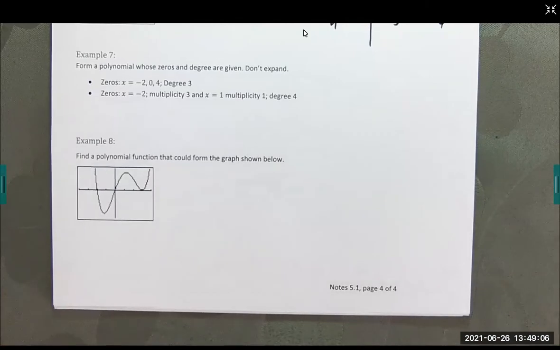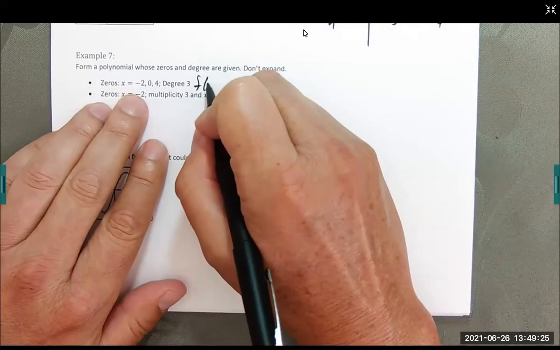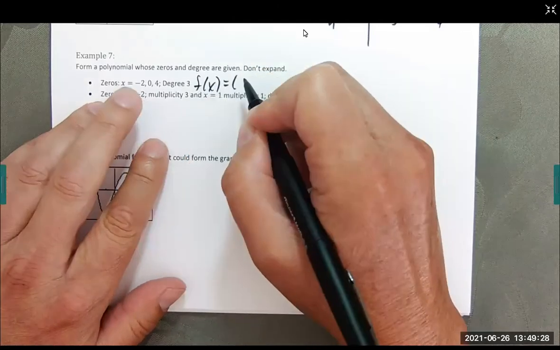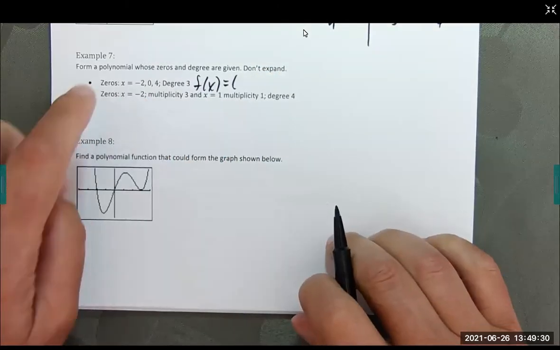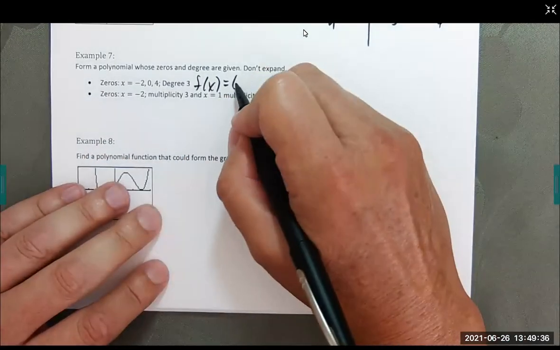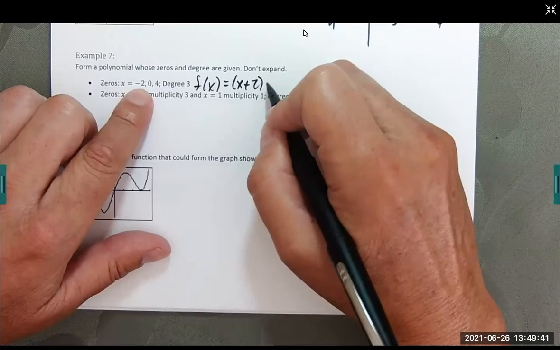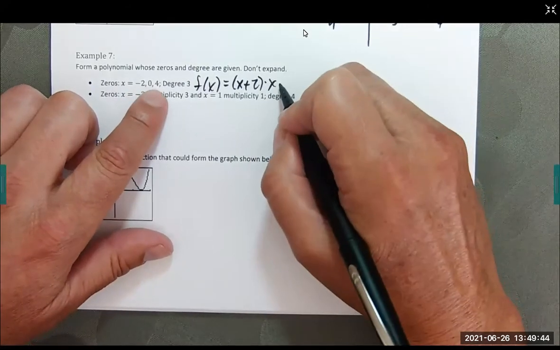All right, example 7. Form a polynomial whose zeros and degree are given. Don't expand, meaning we don't have to multiply everything together. So it's degree 3, but we have zeros here. It looks like there's no multiplicities here. So let's do f of x equals, remember it's opposite sign. Now, notice it says form a polynomial. So because we don't know what a is supposed to be, I'm just going to make it a 1. So this is going to be x, remember it's opposite sign, x plus 2 times x, oops, I'll rewrite that with the x in front, and then x minus 4.